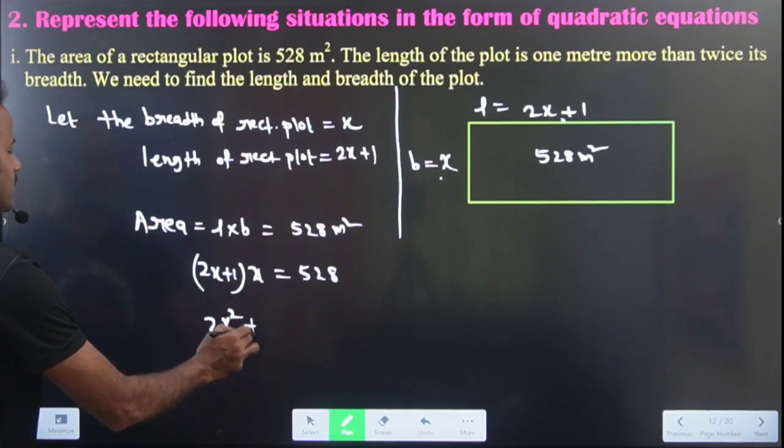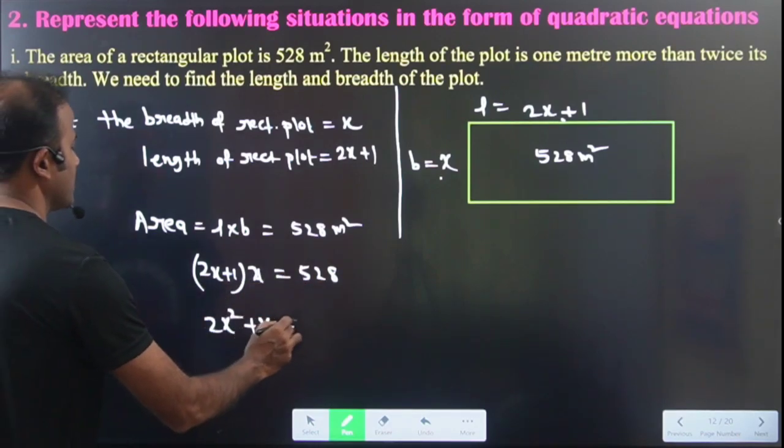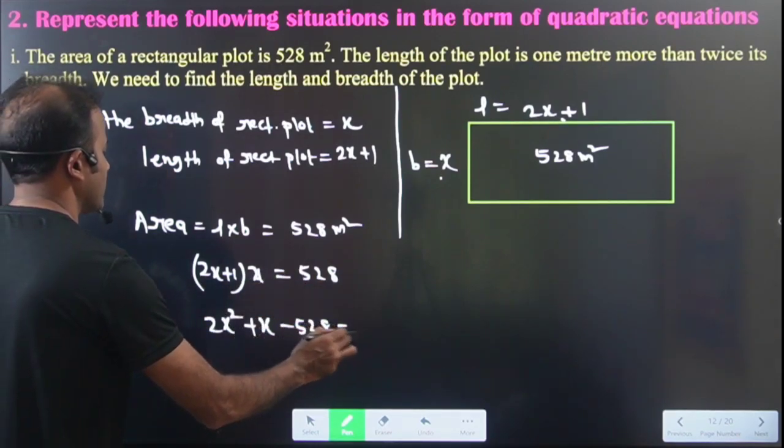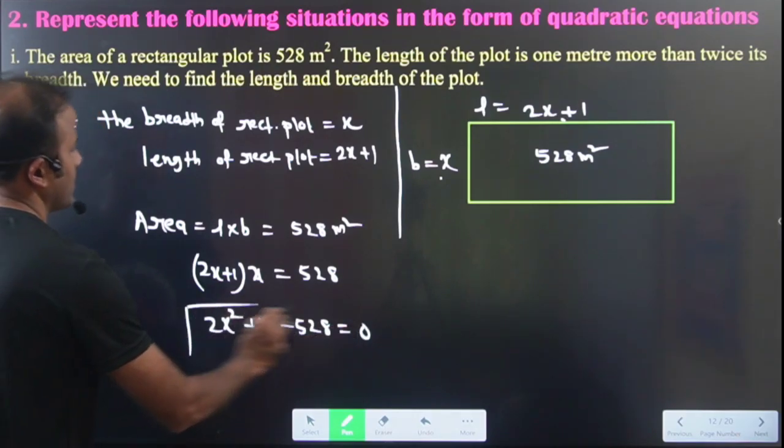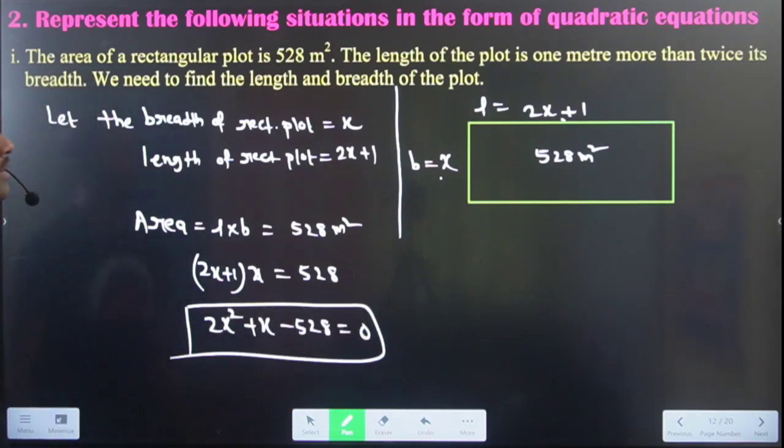1 into x is x. 528, when you take it this side, it will become minus 1 to 528 equal to 0. Now it is in the form of quadratic equation. Okay, we wrote it only in quadratic equation form here. We need to find the length and breadth of the plot.